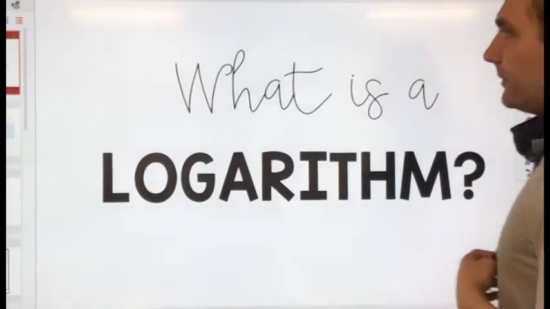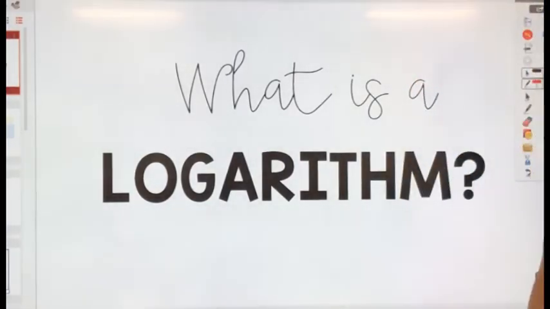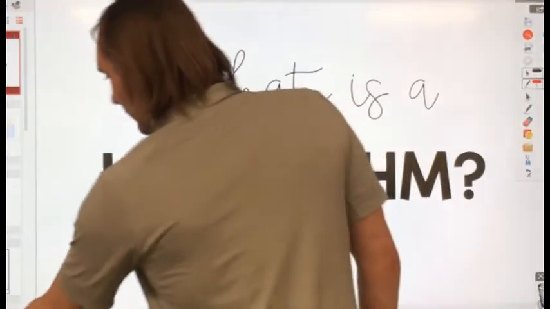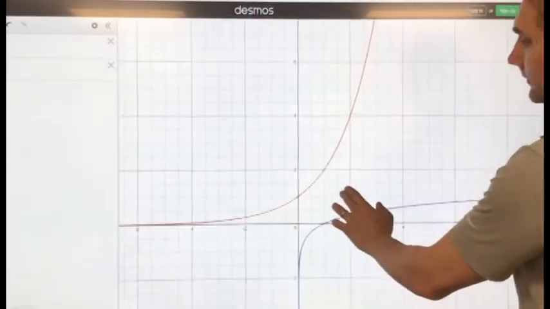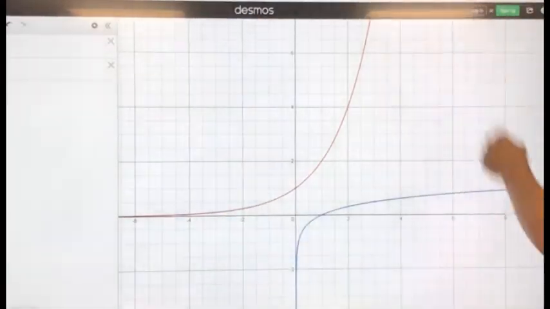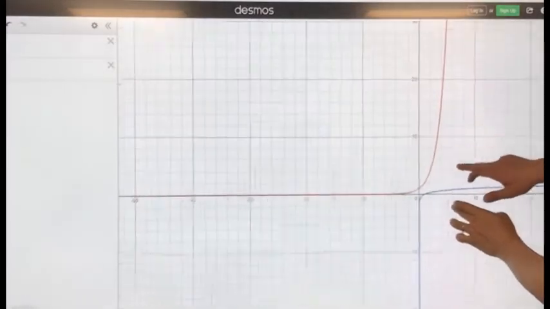Last week we looked at exponential functions. This week we're going to look at its inverse, which is log functions. So an exponential function is seen here in the red. It's something that grows really, really quickly. Notice how it just skyrockets up there.